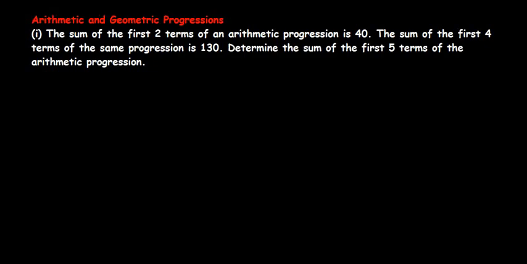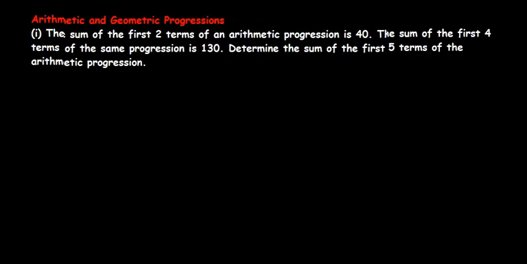Alright, so let's undo a question on the arithmetic and the geometric progressions. Okay, so we've got two questions. The first one is on the AP, the other one is on the GP. Starting with the first one, the sum of the first two terms of the AP is 40. The sum of the first 4 terms of the same progression is 130. Determine the sum of the first 5 terms of the same AP.